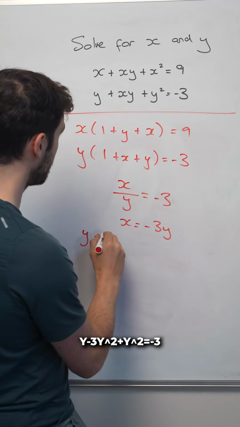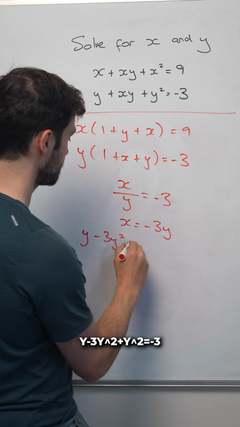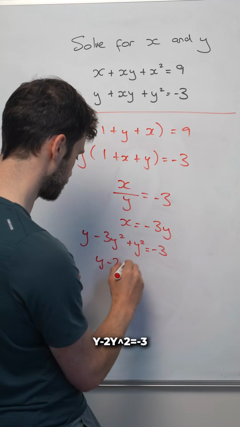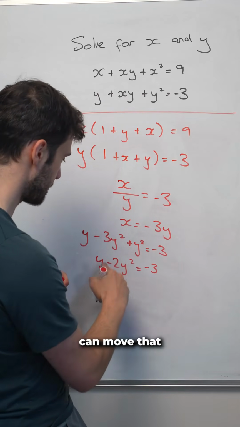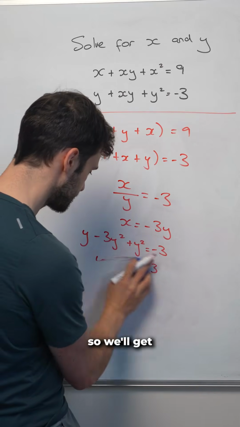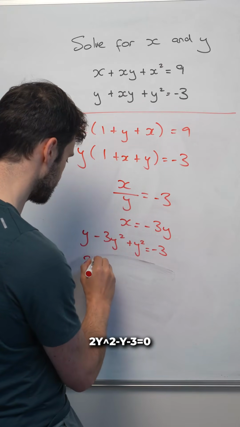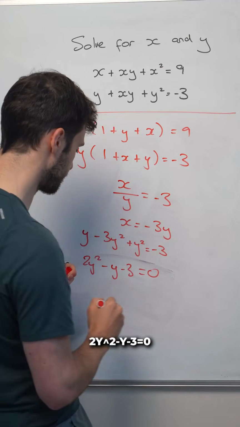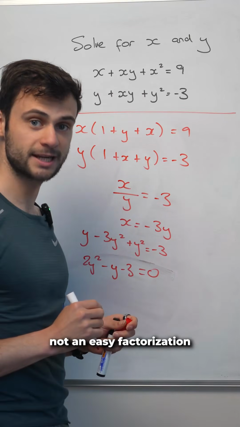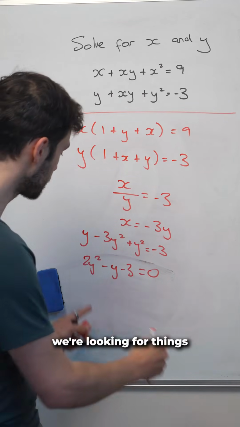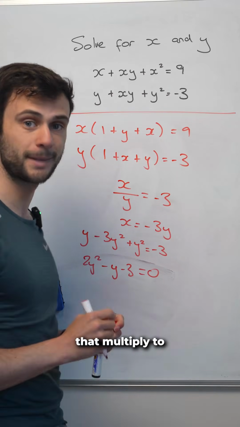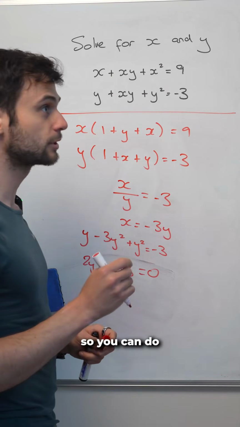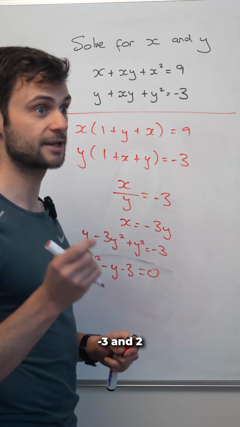We get y minus 3y squared plus y squared equals minus 3. Collect the like terms. y minus 2y squared equals minus 3. We can move that all onto the other side. So we'll get 2y squared minus y minus 3 equals 0. Now, not an easy factorization, but not impossible as well. We're looking for things that multiply to minus 6 and add to minus 1. So you can do minus 3 and 2.